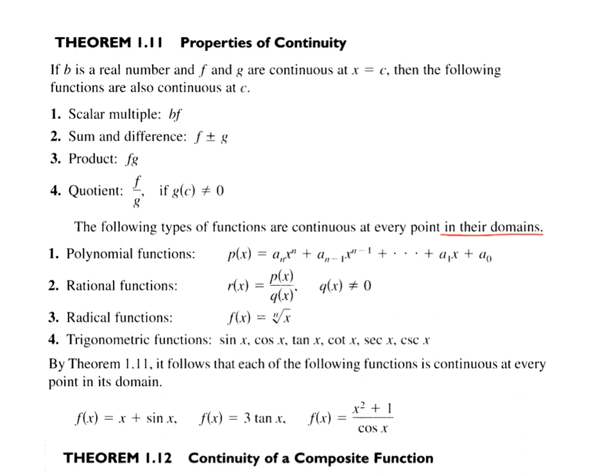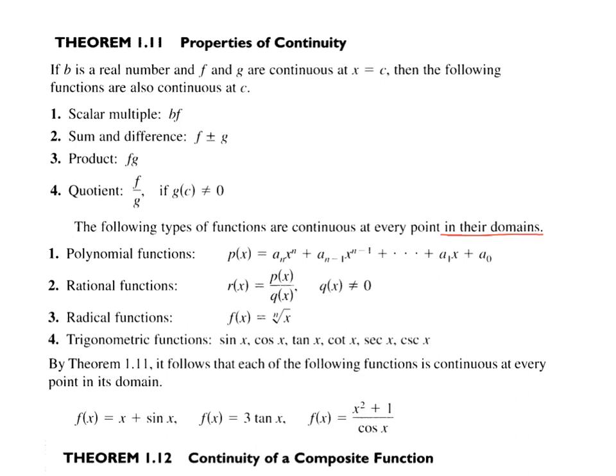Any polynomial function, all real numbers. So guess what? Polynomial functions are continuous over all real numbers. A rational function, except for the points where the denominator equals 0, is always going to be continuous. The radical functions, again, except for the values that make an even index radical negative and give you complex numbers, will be continuous. And then finally your trig functions.